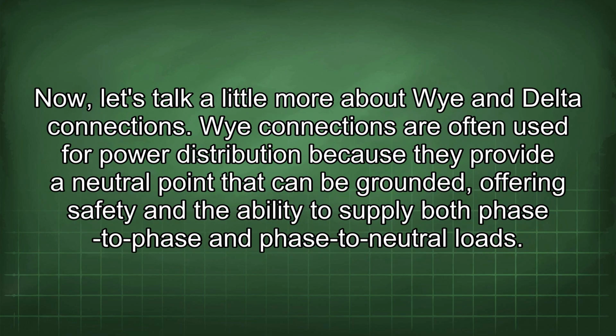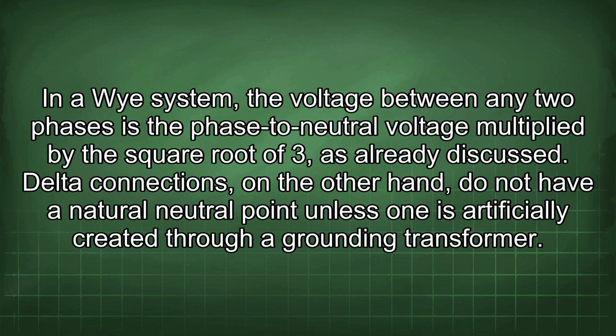Now let's talk a little more about Y and delta connections. Y connections are often used for power distribution because they provide a neutral point that can be grounded, offering safety and the ability to supply both phase-to-phase and phase-to-neutral loads. In a Y system, the voltage between any two phases is the phase-to-neutral voltage multiplied by the square root of 3, as already discussed. Delta connections, on the other hand, do not have a natural neutral point unless one is artificially created through a grounding transformer.